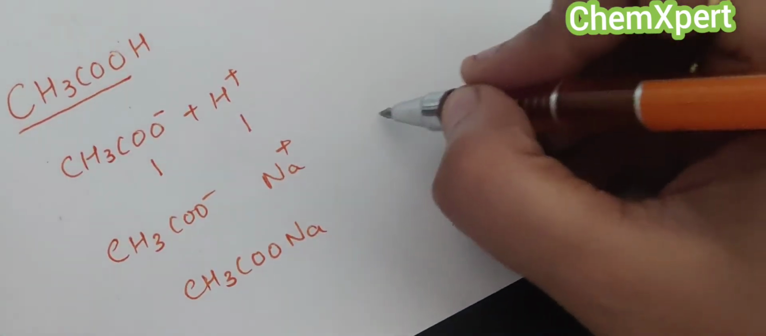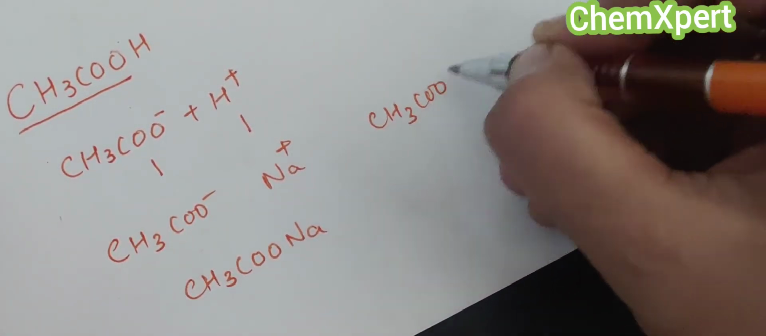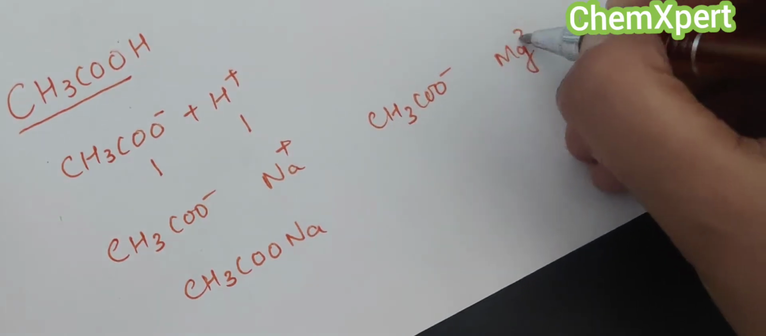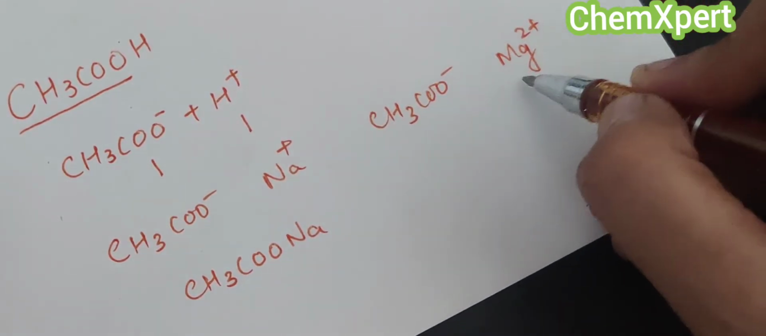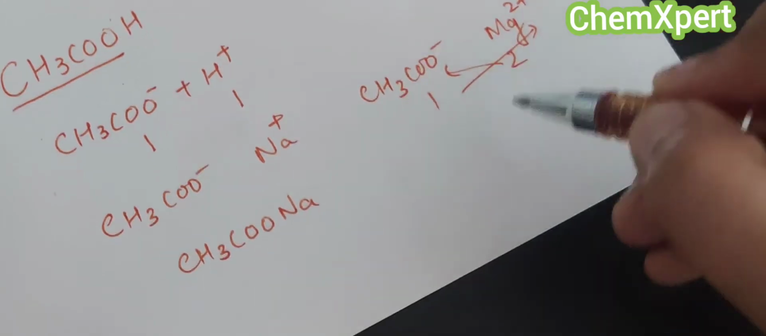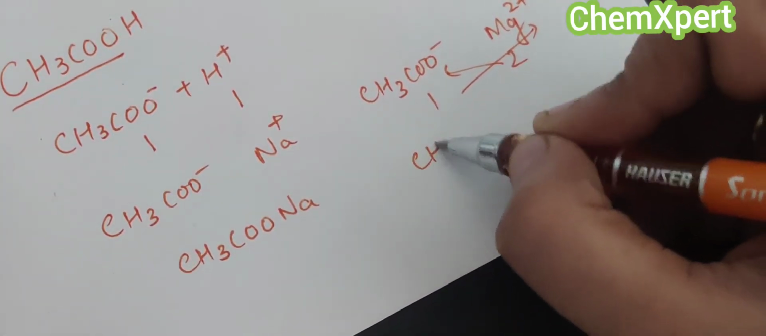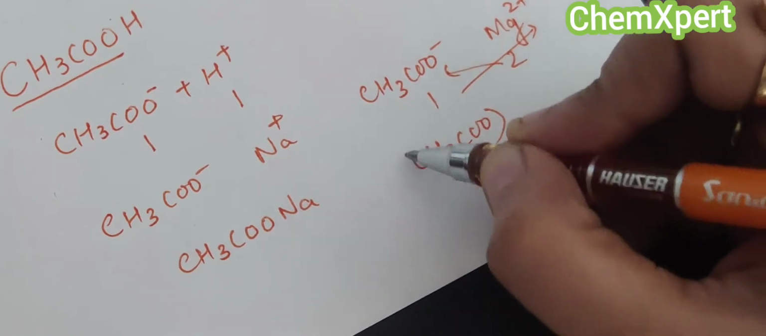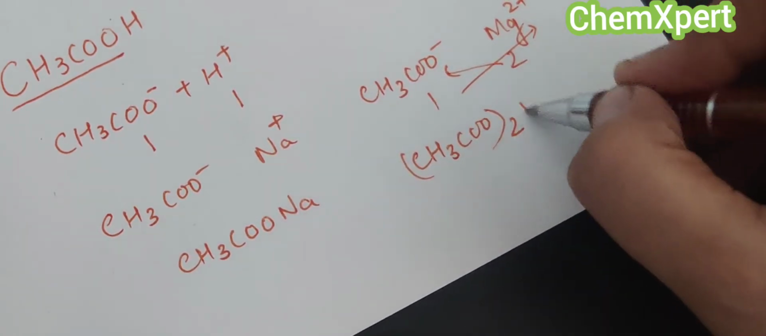But if I am reacting it with magnesium, for example, here it is Mg2 plus. So now this 2 will be multiplied like this. You have already done this in class 9th. So (CH3COO)2 and then comes the Mg here.